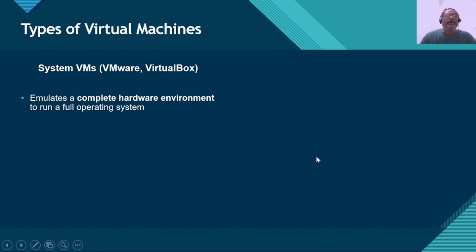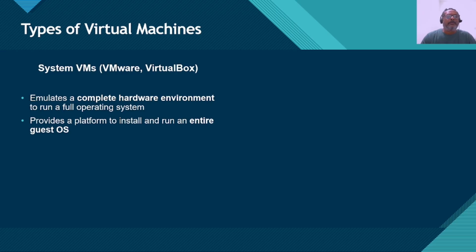This emulates a complete hardware environment to run a full operating system, and provides a platform to install and run an entire operating system, which we call a guest operating system, just as we have seen in the previous example. So we have hardware, on that we have an operating system, and each guest can have a separate operating system.